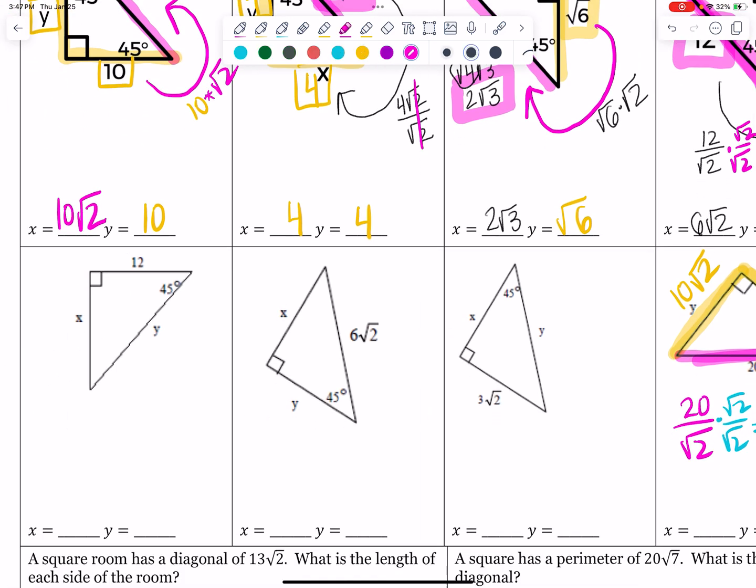All right, let's do this problem. Where's my hypotenuse? It's here. Here's both of my legs. So if one of those legs is 12, the other leg is going to be 12 as well.